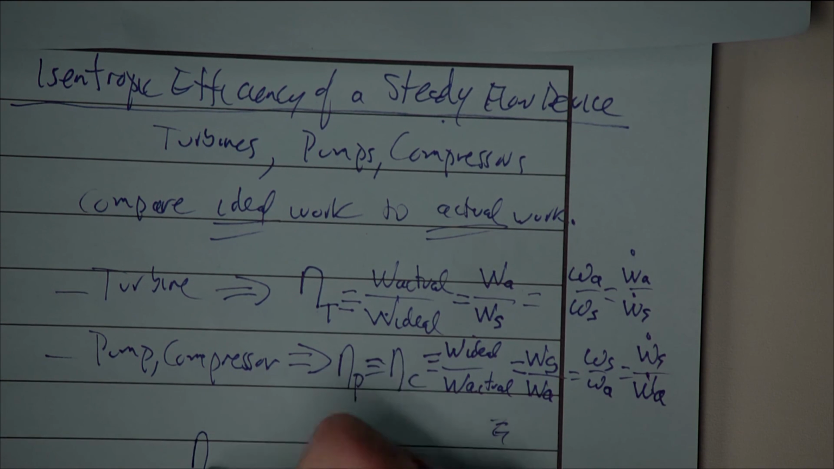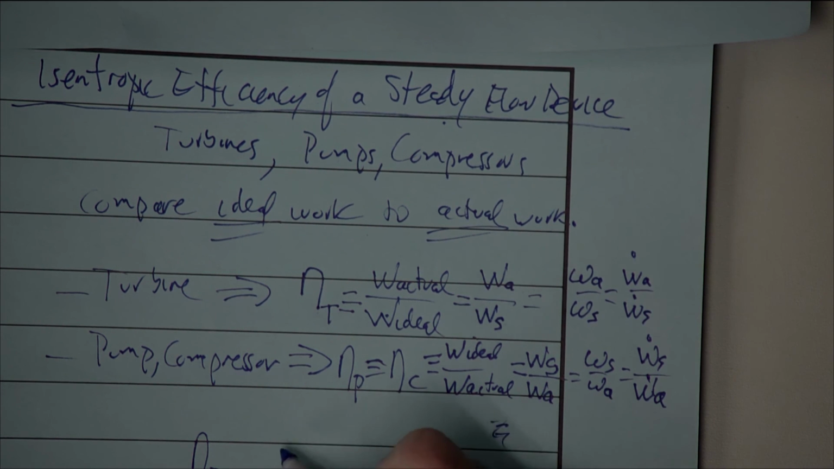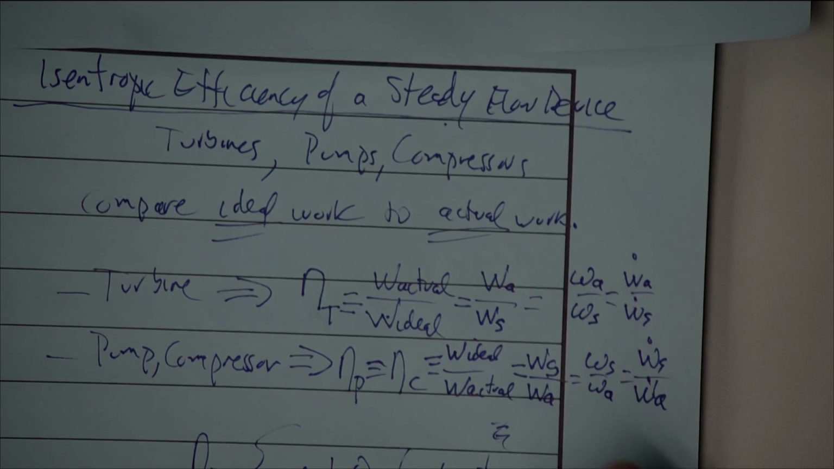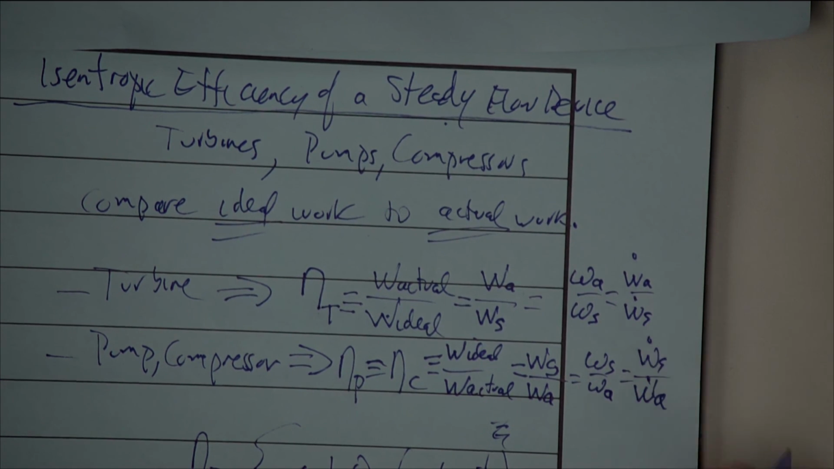And let's note that these efficiencies, whether it's a pump, turbine, or compressor, they all have to be less than 1.0, or if you will, less than 100%. So this is what we're going to begin studying now. We're going to have to figure out what is really meant by isentropic efficiency. Well, I think we kind of understand now what it's useful for, but now we have to figure out how to use it for real problems.